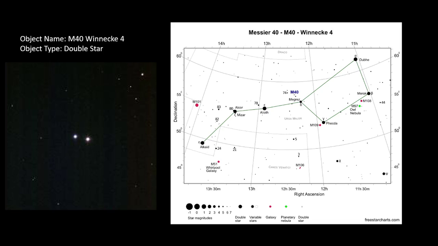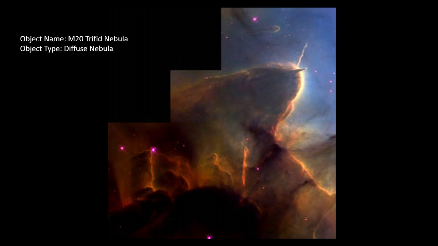The Trifid Nebula, I don't know anything about diffuse nebulae. Does anyone else? Not one I've managed to have a look at. So I'll read what it says. It's an unusual combination of an open cluster of stars, an emission nebula and a reflection nebula. So there we go, it's got everything.